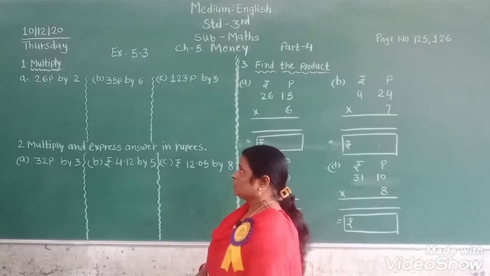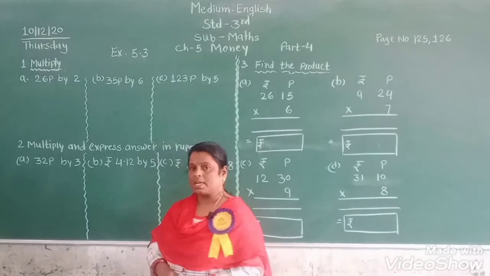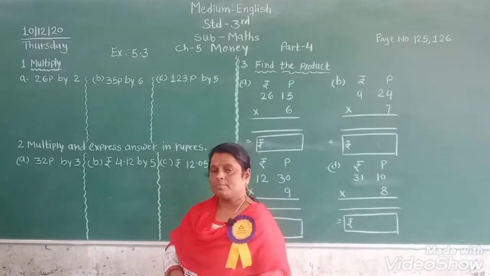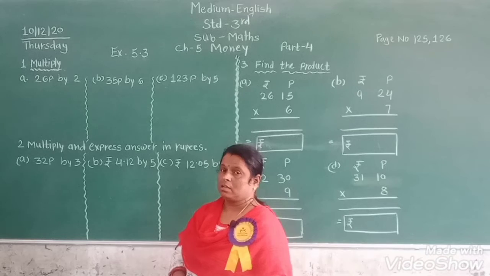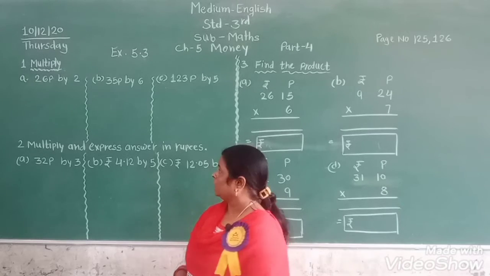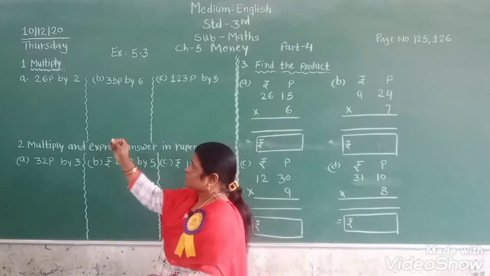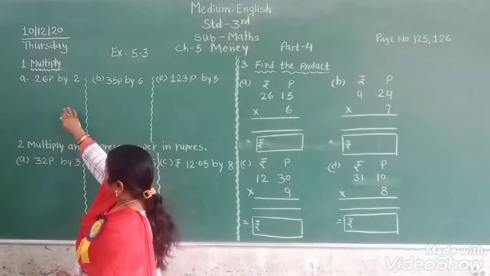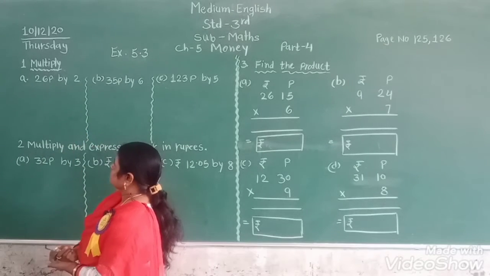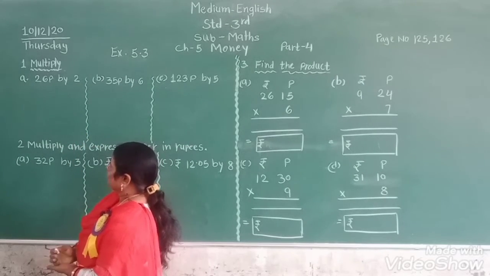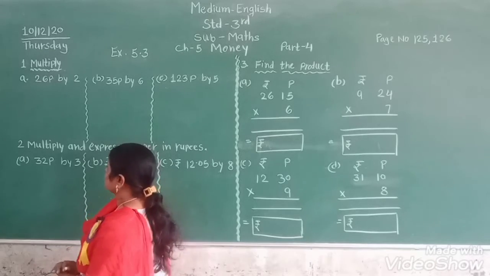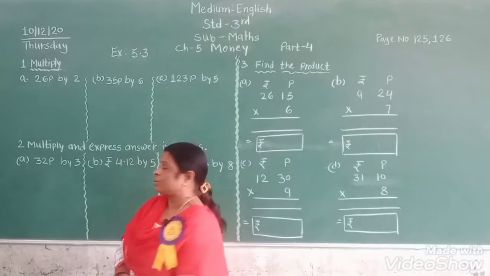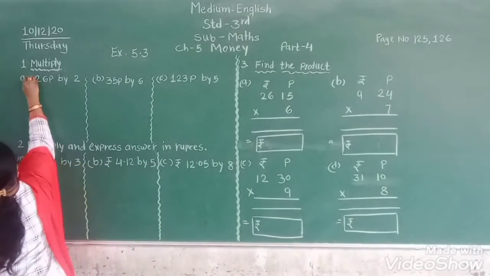Today we learn multiplication of rupees and paise, multiplication of money. So first, multiply A. Here given 26 paise by 2, means 26 paise multiply by 2. So we will do this sum.